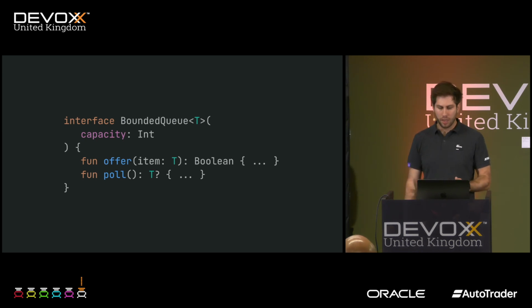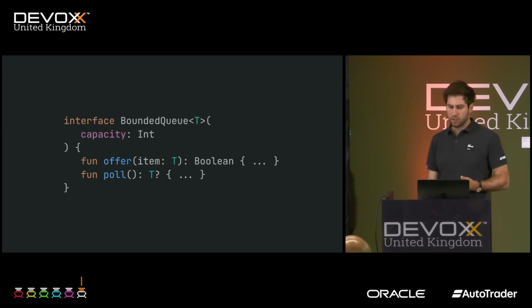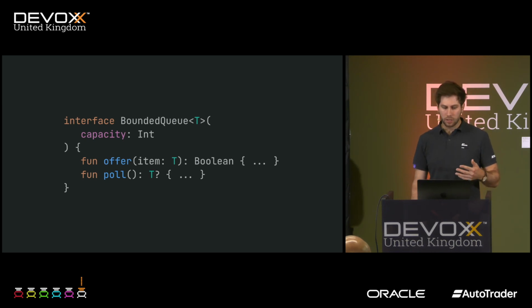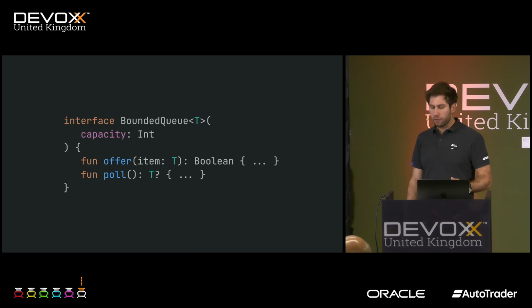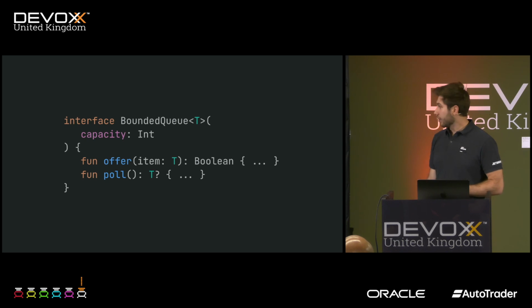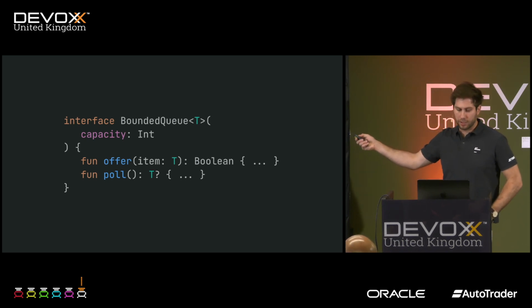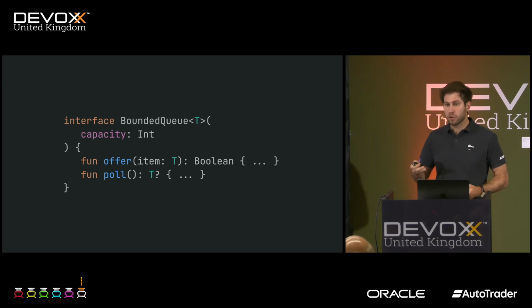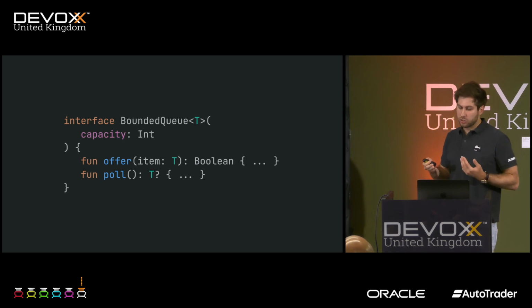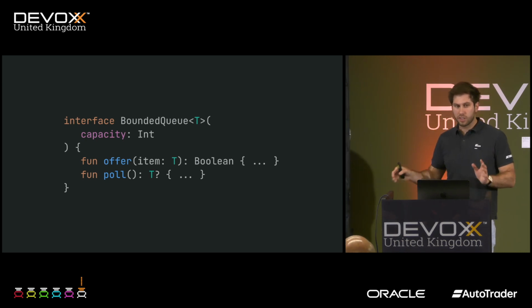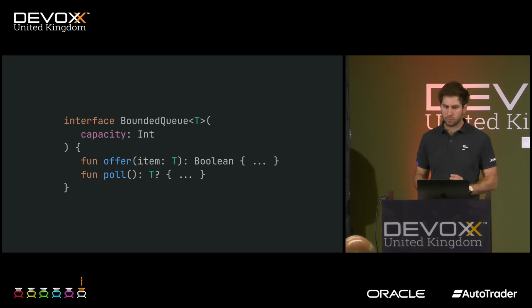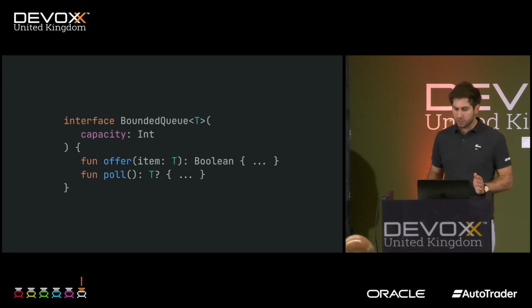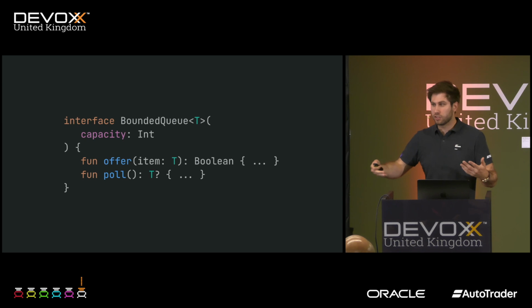A bounded queue is a queue of limited capacity. When the queue is full and you call offer, the offer doesn't insert the element and returns false. The poll operation works similarly to a regular queue. It extracts the first element from the queue or returns null if the queue is empty. So this is just a queue of bounded capacity. And we want to implement a concurrent bounded queue based, of course, on the primitives that we have in the standard library.